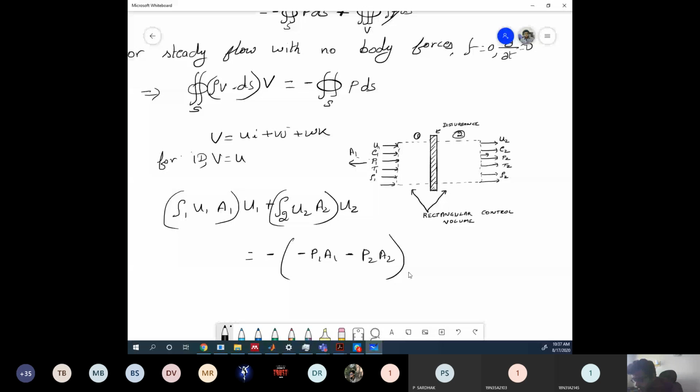No, something is here. Pressure and A1. Yeah, P2 is in the opposite direction, right? So this will be P2 A2, positive. Okay. Yeah, here I think I made another mistake. This should be minus, right?